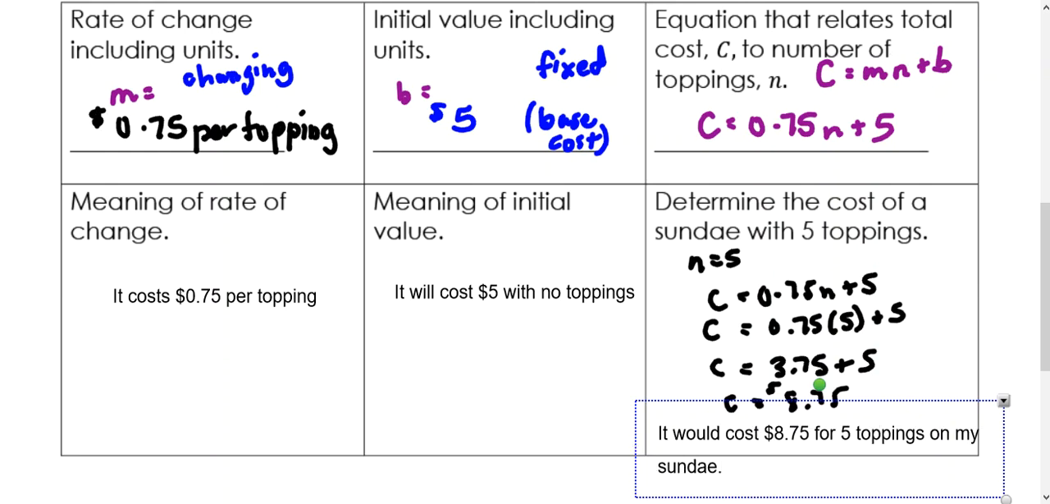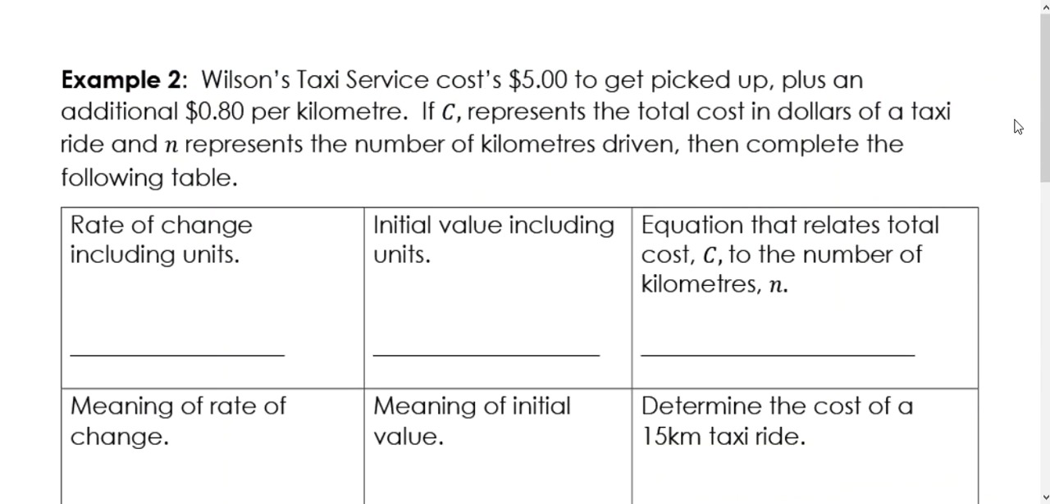All right, let's make some connections to the next one here. Wilson's taxi service costs $5 to get picked up, plus an additional 80 cents per kilometre. All right, so just from that sentence, hopefully we can say what does each number change? Which one is the cost that is fixed? So this has to be my fixed cost.